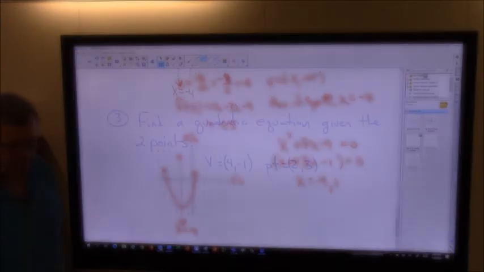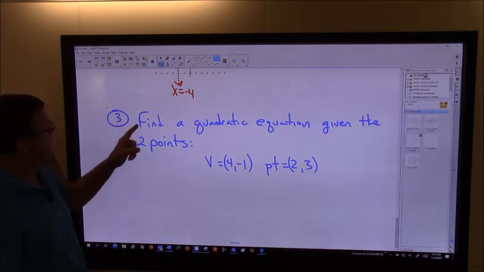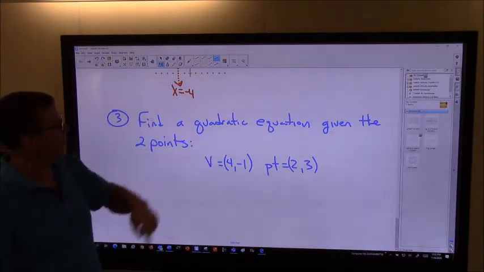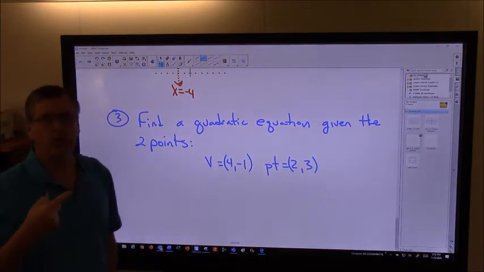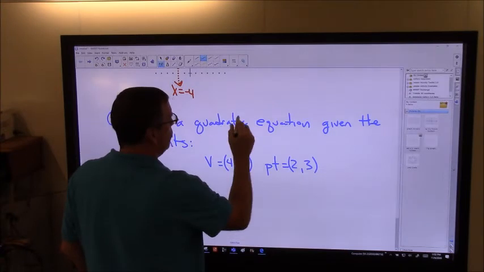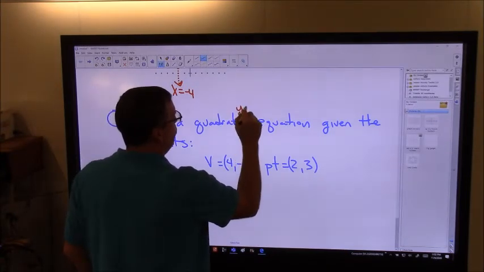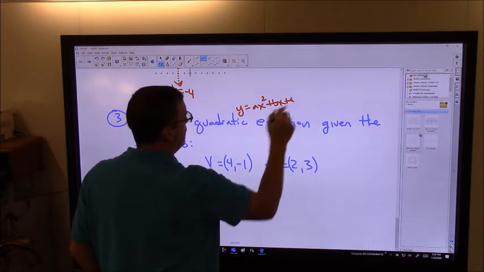All right, let's try another one. All right, so here's another problem. It says to find a quadratic equation. Now, we want to make sure that when we see the words quadratic, we feel comfortable with that. A quadratic equation is just y equals ax squared plus bx plus c.